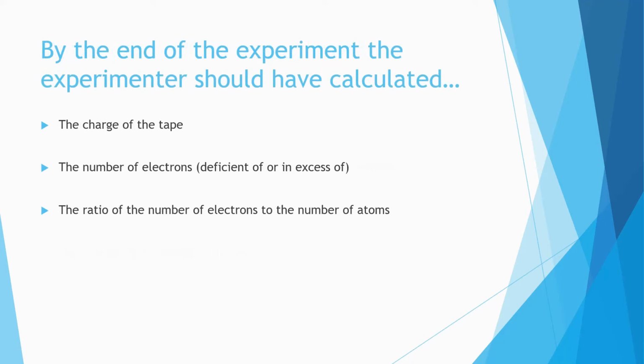By the end of the experiment, the experimenter should accurately report the charge of a piece of polarized tape, the number of electrons the tape is deficient of or in excess of, as well as the ratio of the number of electrons involved to the total number of atoms on the tape.